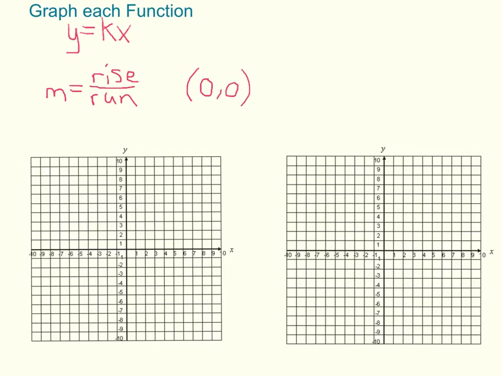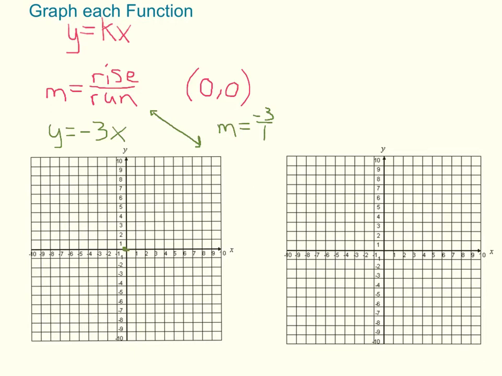So our first equation is y equals negative 3x. Because the slope is negative, I want you to automatically think that my line is going to decrease from left to right. But I want you to start with always putting your first point at the origin, 0, 0. And now, rise over run. If the slope is negative 3, I want you to write negative 3 as a fraction, negative 3 over 1.